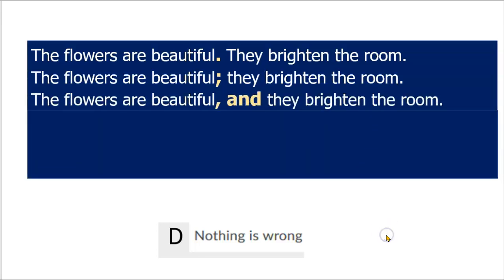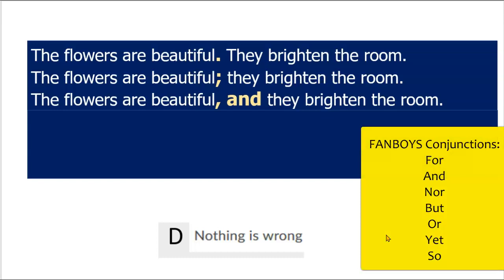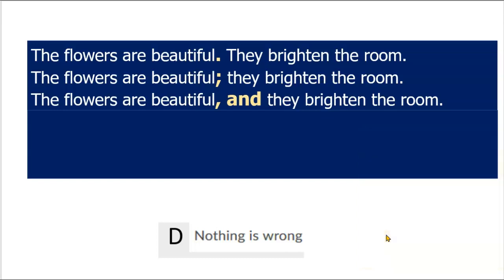This works. Here we're using a fanboy. Remember we learned fanboys. Another word for them is conjunctions. And they're the words F for, A for and, N for nor, B for but, O for or, Y for yet, S for so. You can use any of those in this situation. The flowers are beautiful and they brighten the room. So this is what we call a compound sentence, exactly like this is a compound sentence.